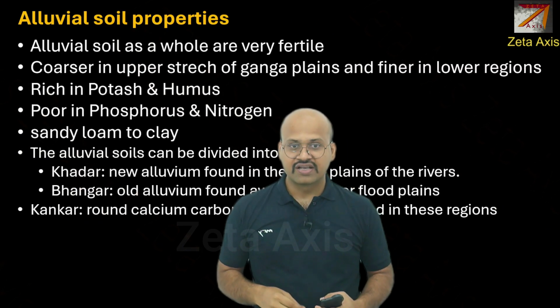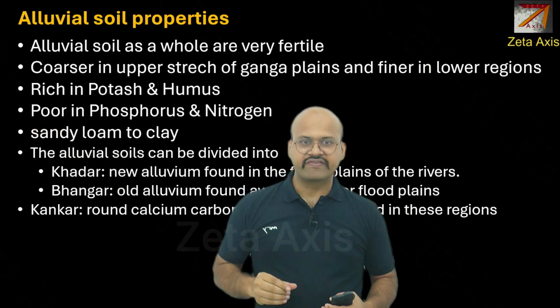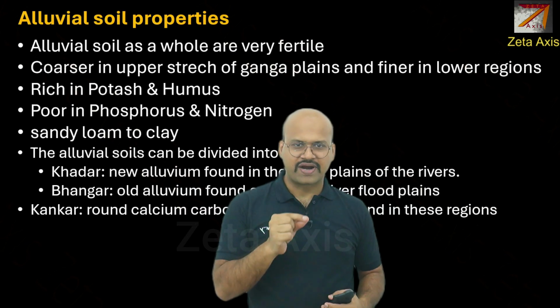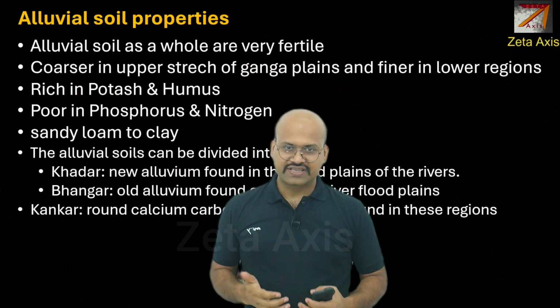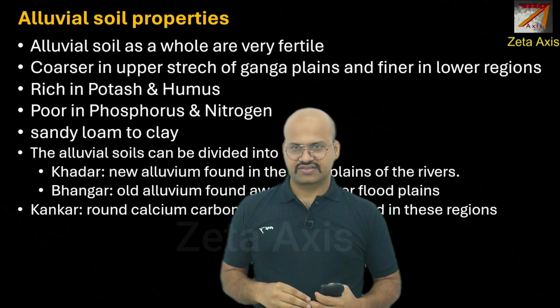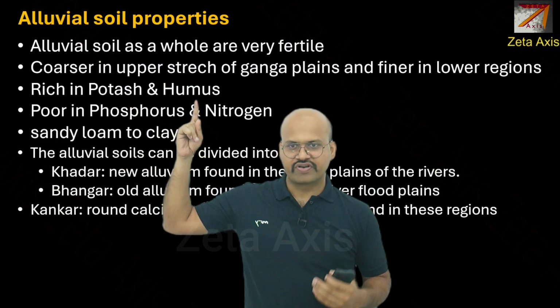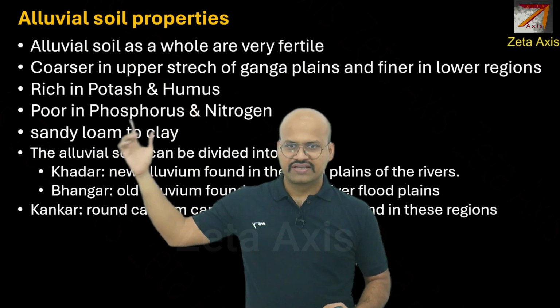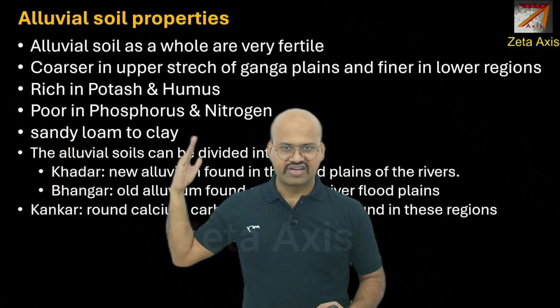The reason is that the bigger particles are heavy, so the river cannot carry them for long, while the smaller particles are lighter, so the rivers can carry them for a larger distance. They are rich in potassium and humus, as you have seen. It is poor in phosphorus and nitrogen. It has a texture of sandy loam to clay. We have already seen this in the previous slide.